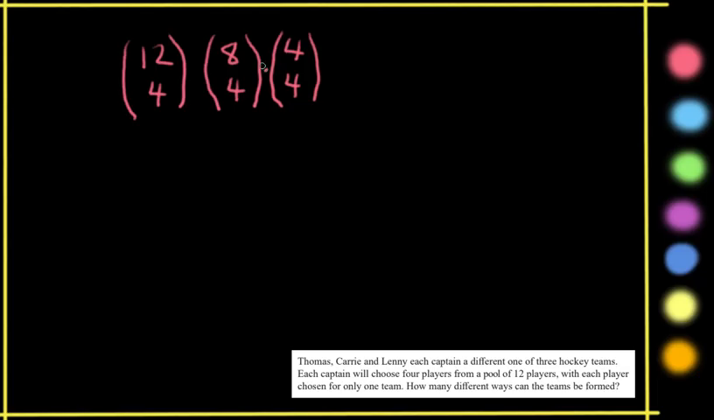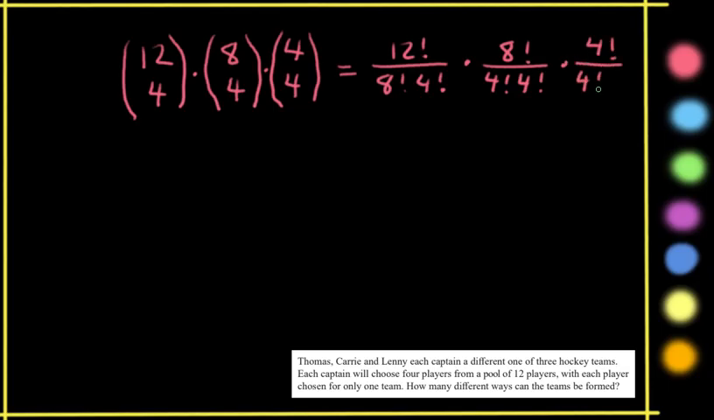But we would need to multiply these 3 together to get the total number of ways to choose the 3 teams. So what is this going to be? This is going to be 12 factorial over 8 factorial 4 factorial times 8 factorial over 4 factorial 4 factorial times 4 factorial over 4 factorial 0 factorial. Okay, so this 4 factorial cancels with this 4 factorial, 0 factorial is just 1. This 8 factorial cancels with this 8 factorial. And now we just have 12 factorial over 3 different 4 factorials.